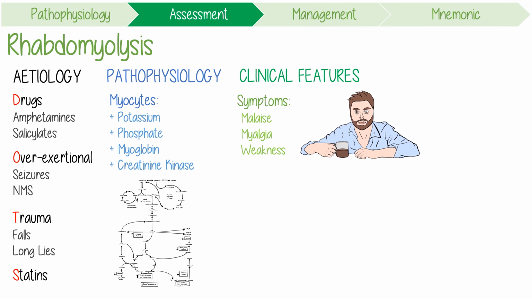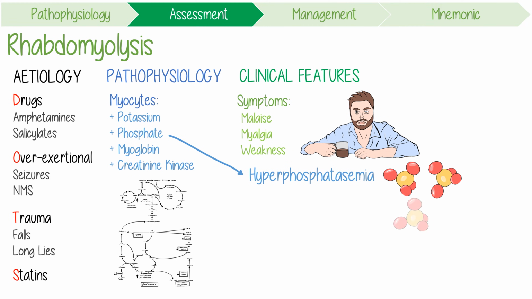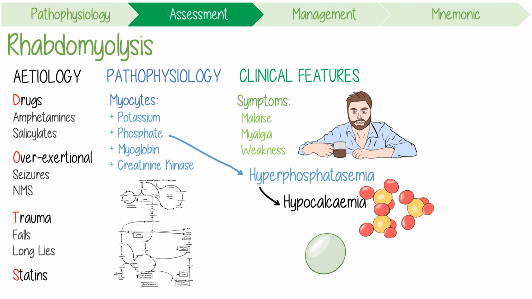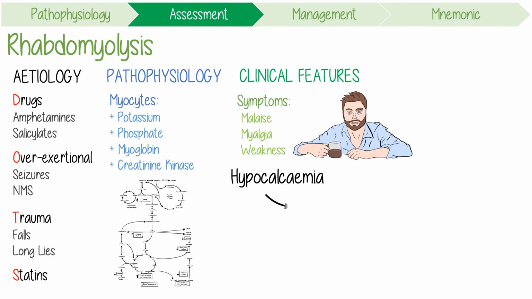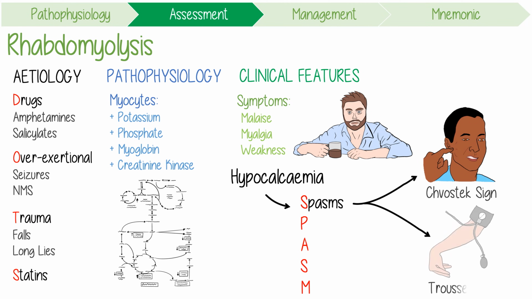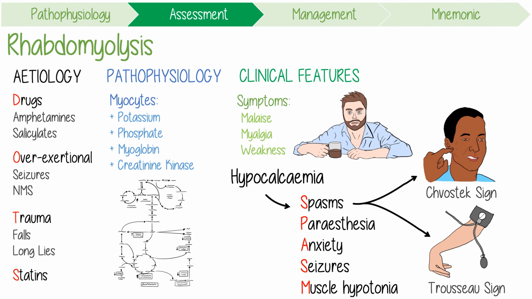Now, one thing to remember is that hyperphosphatemia can cause hypocalcemia. This is because phosphate loves to bind to calcium, which can be a problem when there's lots of it. Hypocalcemia should make you consider spasm features, like spasms, which can be seen when you're looking for Chvostek's sign and Trousseau's sign, paresthesias, especially perioral ones, anxiety, seizures, muscle hypertonia.